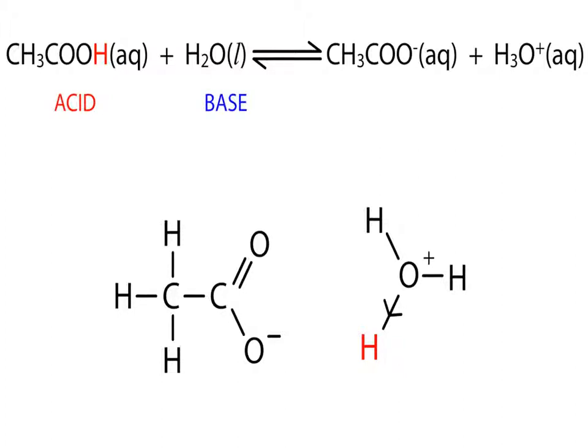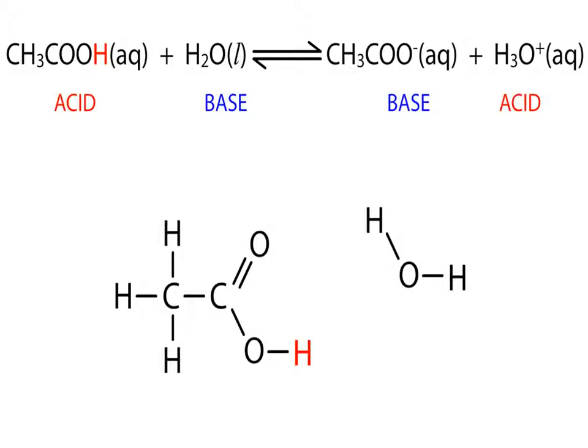Now let's consider the reverse reaction. The carboxylate ion is accepting a proton from the H3O+ ion to form the neutral ethanoic acid molecule, and as a result the carboxylate ion is acting as a base. The H3O+ ion is donating a proton, and so is an acid.